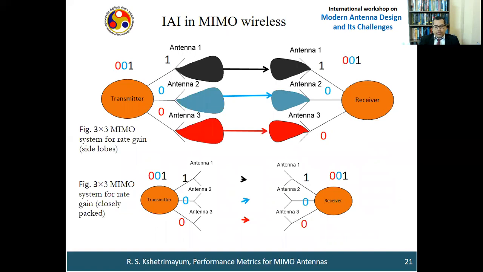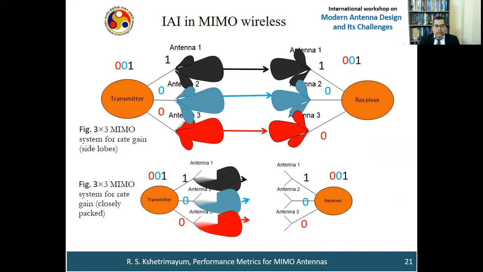But let's consider the same situation where the antennas at the transmitter and receiver have side lobes. There will be a lot of inter-antenna interaction, and because of this increased interaction, the rate gain will be minimized. Consider another situation where your radiation patterns are overlapping for all the antennas. There will be a lot of inter-antenna interaction, so we will not be able to get the rate gain of 3 over such a closely packed MIMO system, or MIMO antenna elements with side lobes.